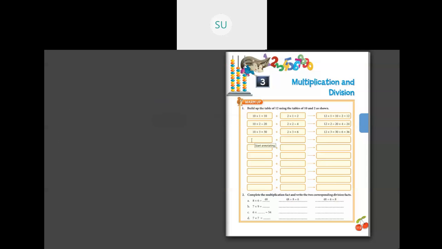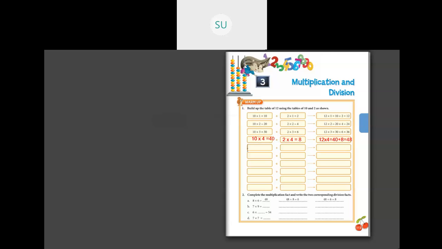So we finished 10 threes are. What do we have after 10 threes are? We have 10 into 4, or 10 fours are, which is 40. Correct, plus, now we'll take 2. 2 fours are is equal to how much? 2 fours are is 8. So now 12 fours are will be how much? 12 fours are will be 40 plus 8, which is 48. 12 fours are is 48.